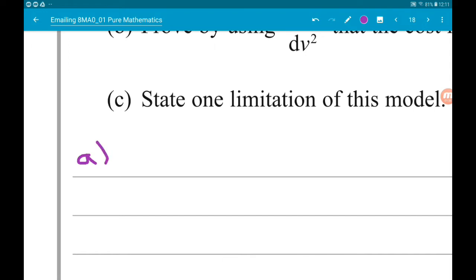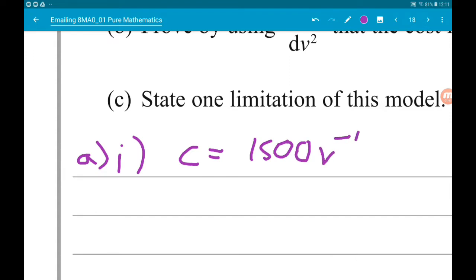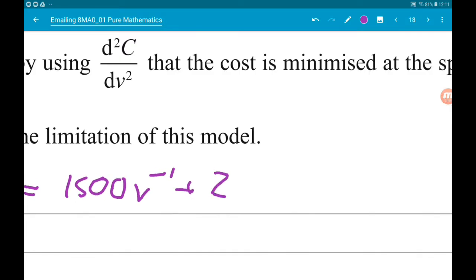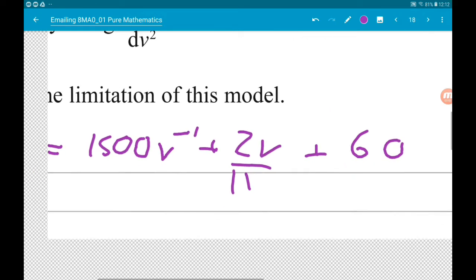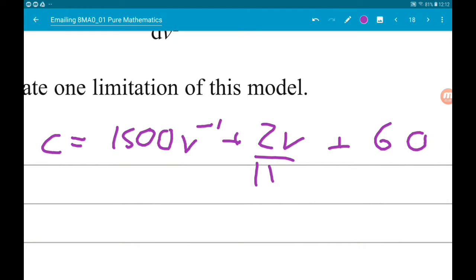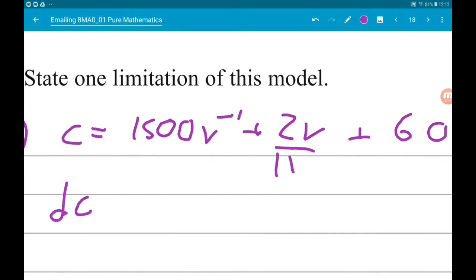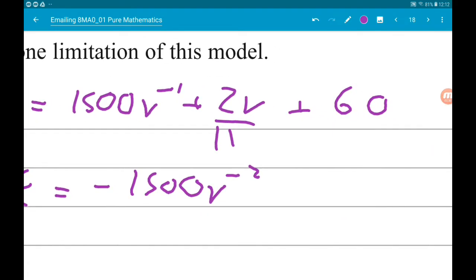So, part A, C is 1,500 V to the minus 1, add 2V over 11, add 60. So, at a minimum, the derivative dC by dV will equal 0. So we need to differentiate this. So, dC by dV is going to be minus 1,500 V to the minus 2, add 2 over 11.